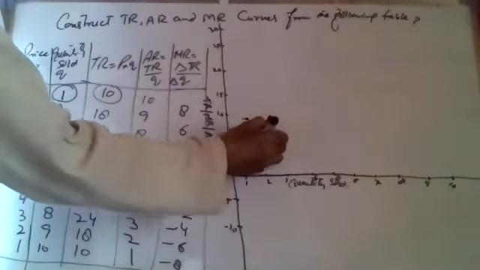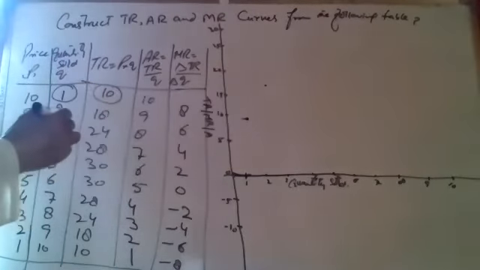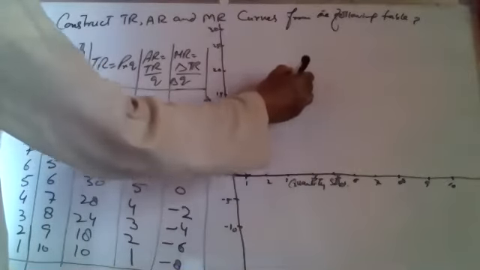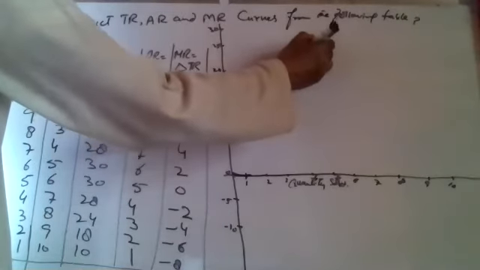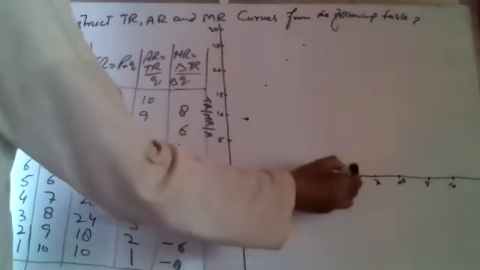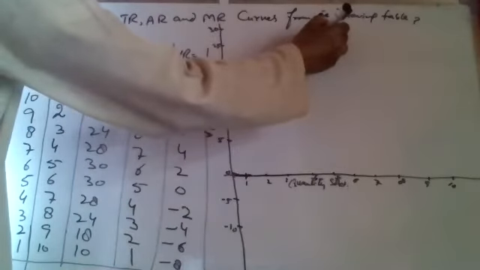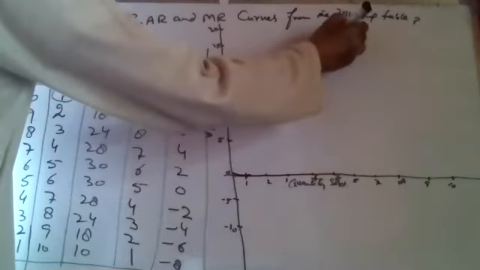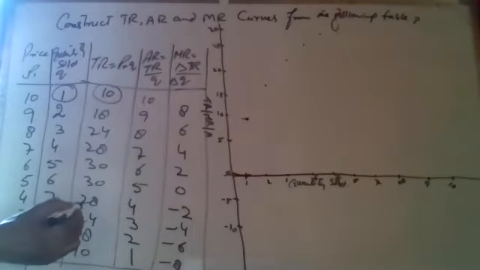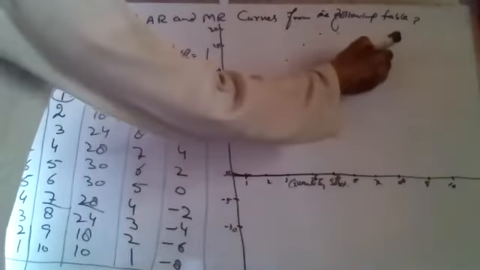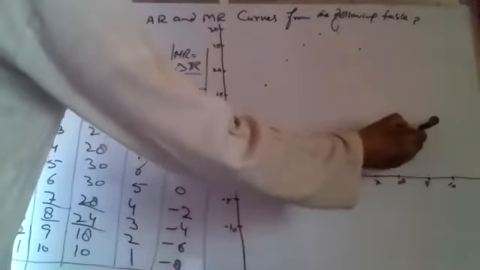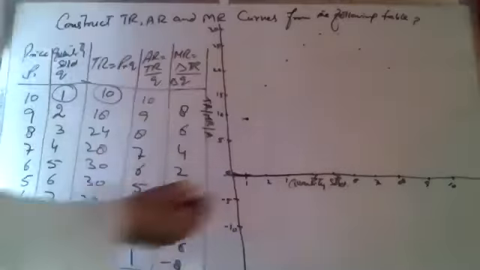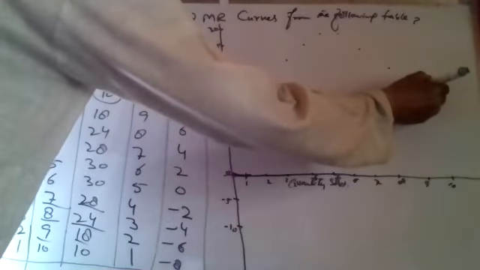2 and 18, 3 and 24, 4 and 28, 5 and 30, 6 and 30, 7 and 28, 8 and 24, 9 and 18, 10 and 10.